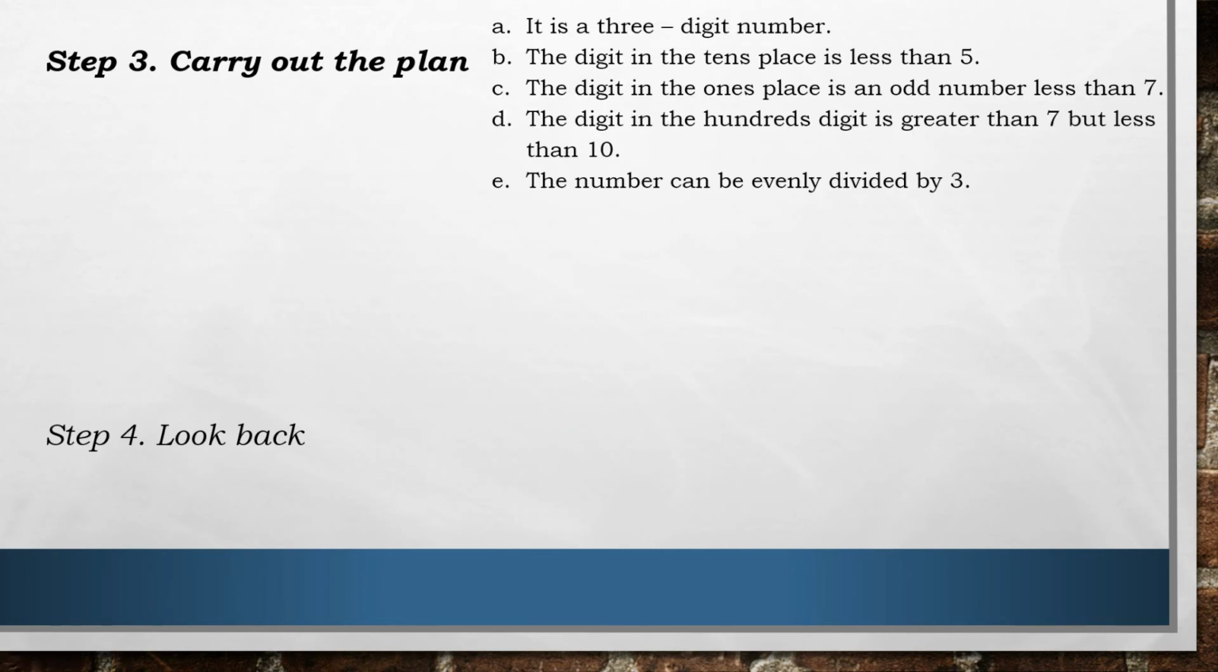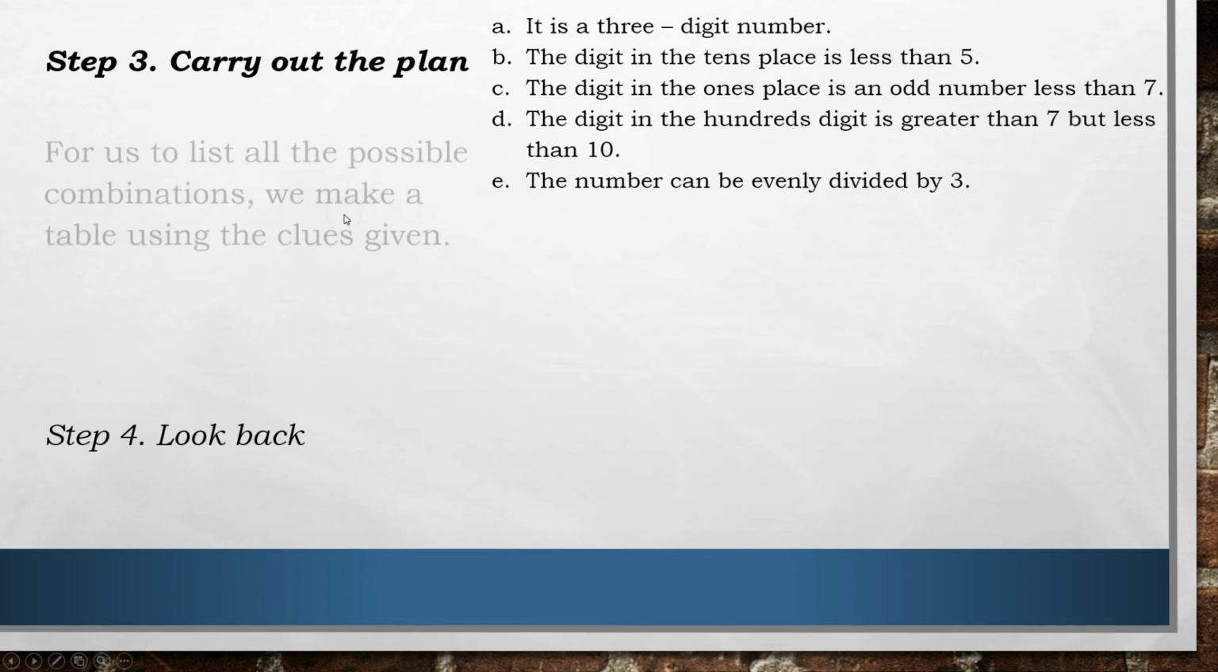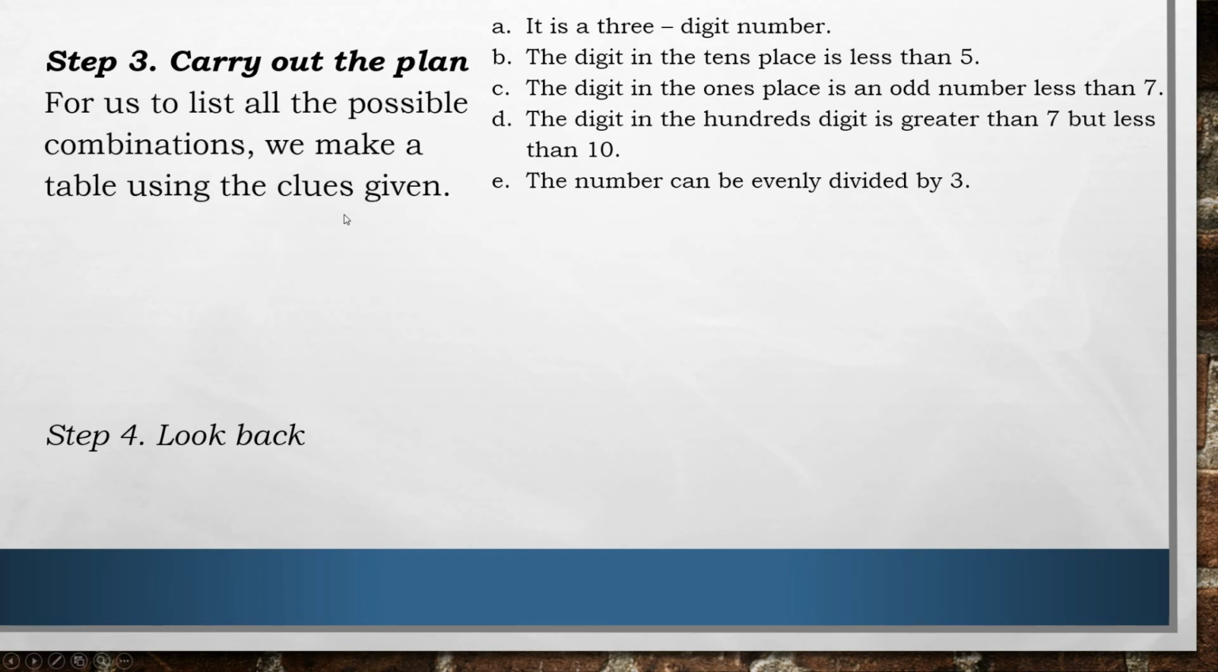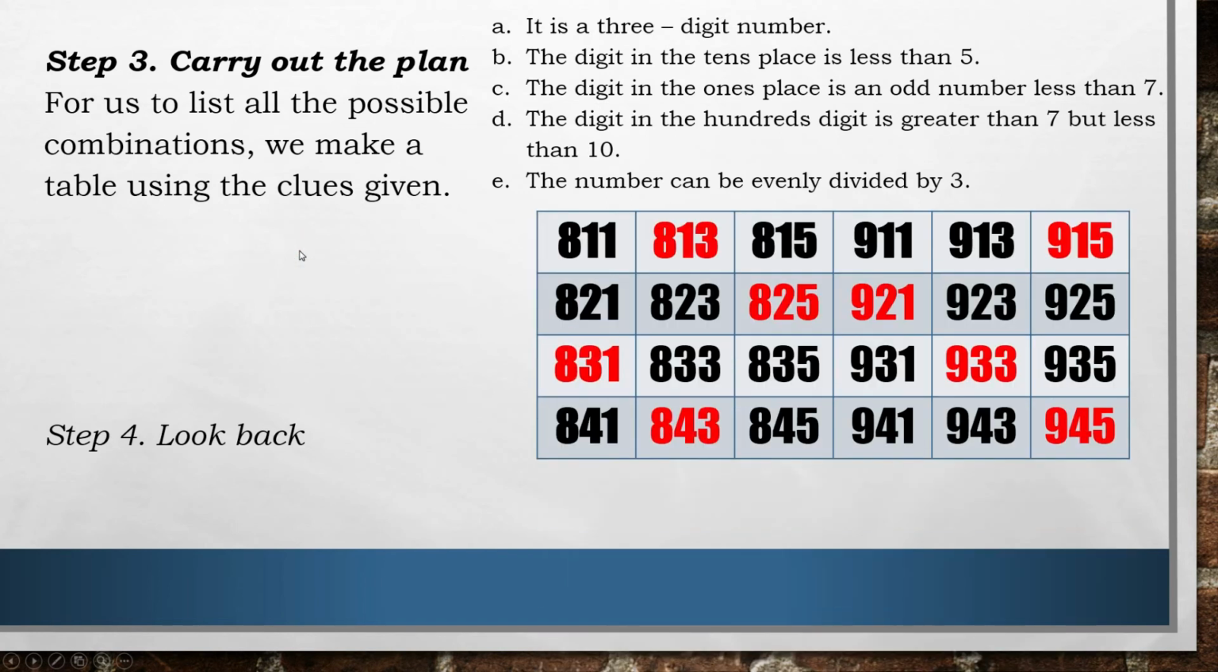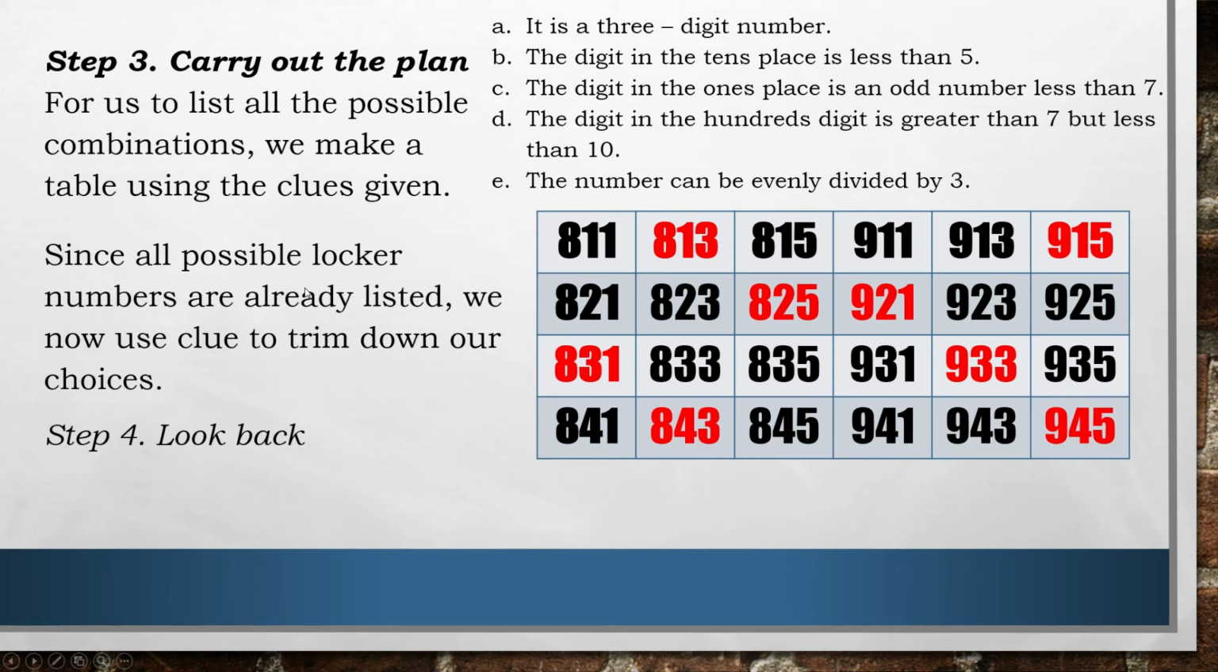Okay, so we have to carry out the plan. To list all possible combinations, we make a table using the clues given. Here are the numbers that we can have. Since all possible locker numbers are already listed, we now use the clues to trim down our choices.